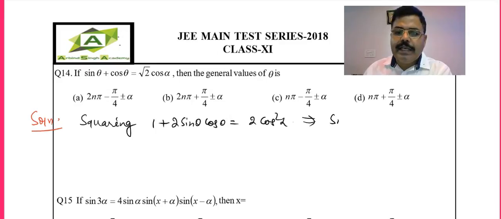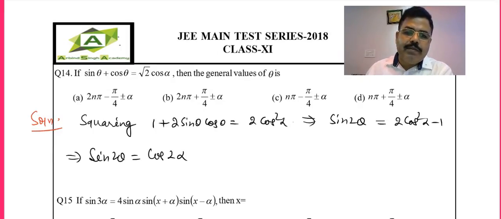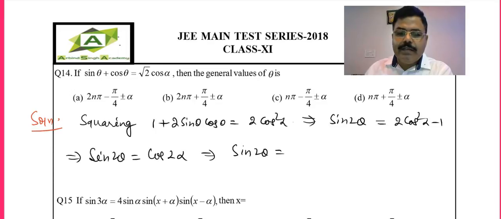So, can I write sin 2 theta is equal to 2 sin theta cos theta is sin 2 theta and 2 cos square alpha minus 1? And you know, 2 cos square alpha minus 1 is cos 2 alpha. Sin 2 theta is equal to like this. So, I may write here sin 2 theta is equal to sin (pi by 2 minus 2 alpha). Can I write like this?